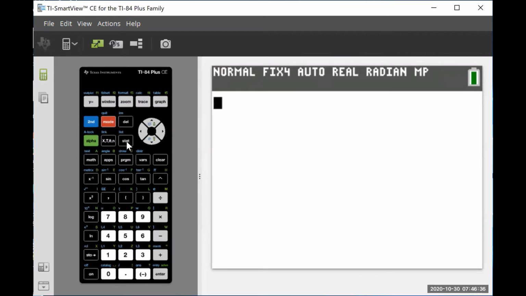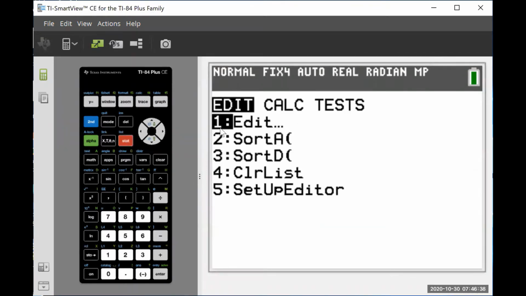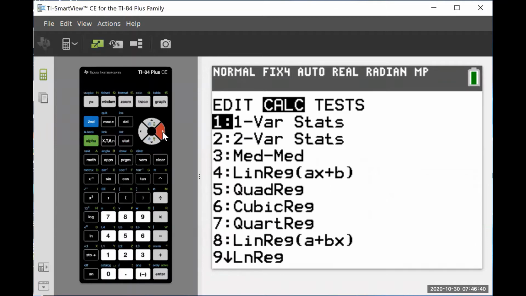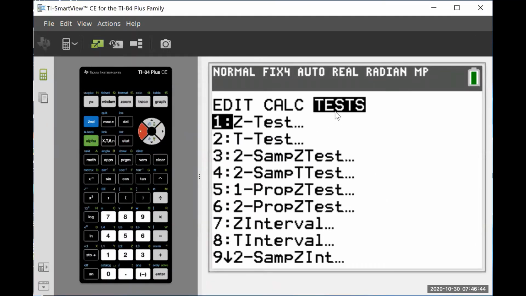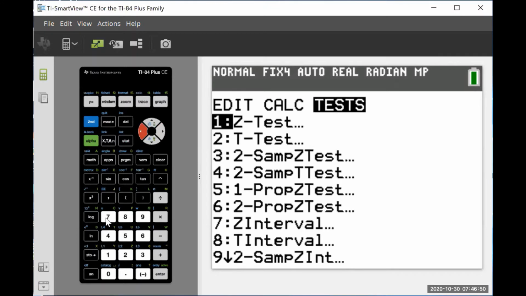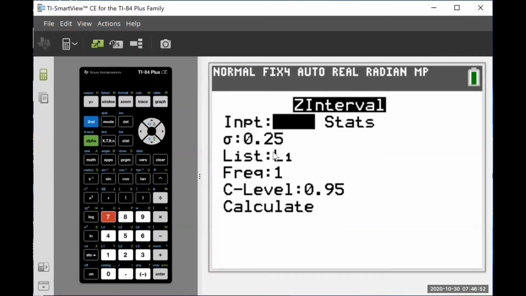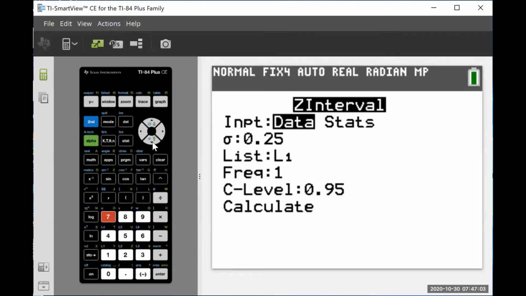So we press stat and then we scroll to test. And once we go to test, since the population standard deviation is given, we want to go to number 7 because it is the Z interval. So we press number 7. And then here we fill the information in this Z interval window. Our input is the data, not the statistic given. So we select the data.